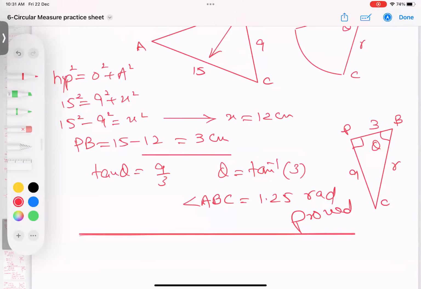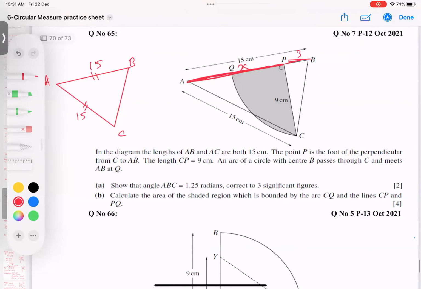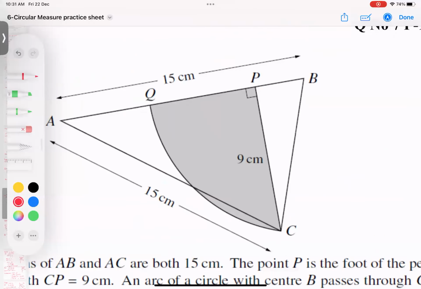So the first part is done, and now I'm going for part number 2. Part number 2, what is it asking for? This is for 2 marks. Show the area of the shaded part, which is bounded by arc CQ. You can see this shaded area is what we talk about. I'll show once again what we talk about. This area. Now, first of all, make a plan.